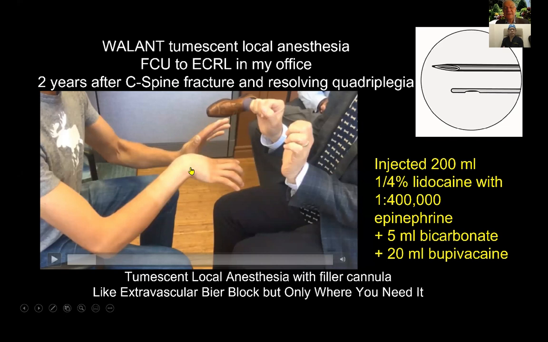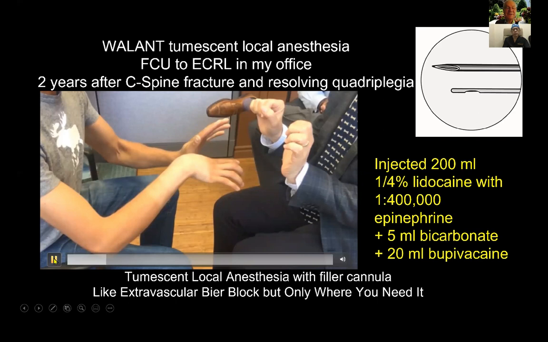And so I'm going to do a tendon transfer. But I don't know how strong the donor tendon is. And my plan is to take FCU to ECRL to restore the balance, because he's got ulnar deviation. Doing these awake, you can test your donor muscle. So I'm going to inject 200 cc's of 0.25% lidocaine with 1 in 400,000, because I need to go both palmar and dorsal. And here he is.